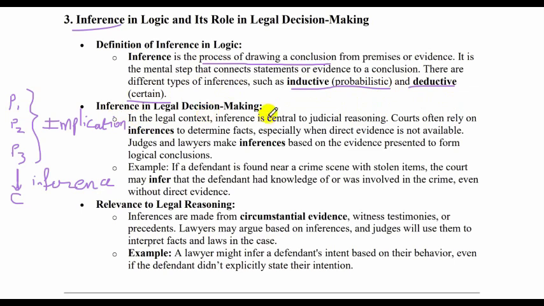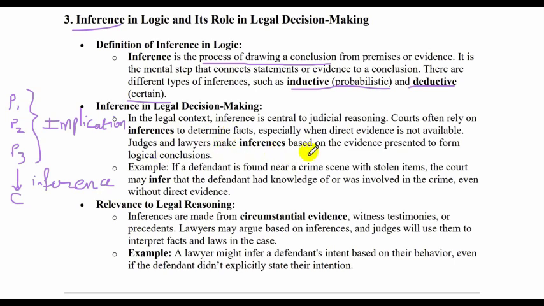Inference in legal decision making. In the legal context, inference is central to judicial reasoning. Whenever the courts or the judges come to a conclusion, they are using inference from given facts. Facts could be probabilistic, facts could be certain. Courts often rely on inferences to determine facts, especially when direct evidence is not available. So if direct evidence is not there, then the court will infer based on certain facts.